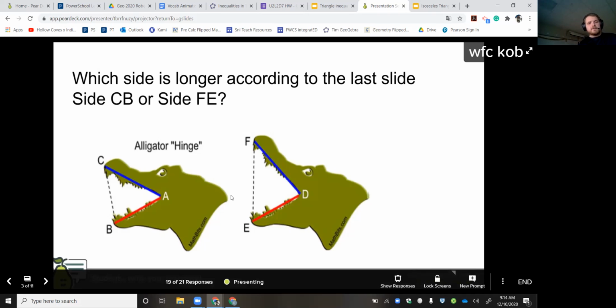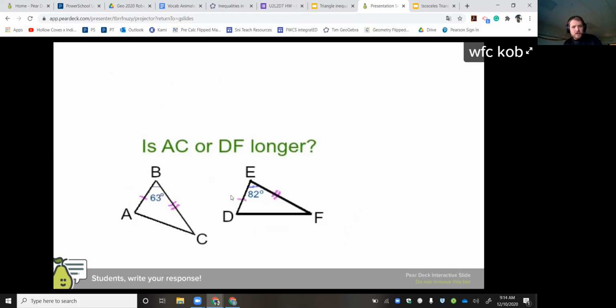Okay. Now, using the hinge theorem, I've got this situation. I've got 63 and 82. What do we think? Can somebody let us know? Should AC be bigger or should DF be bigger? DF. DF should be bigger. Again, we can use the hinge theorem because I've got those two sides, and if the bigger angle is between them, that side across from it will be larger. Okay, so DF is going to be bigger.